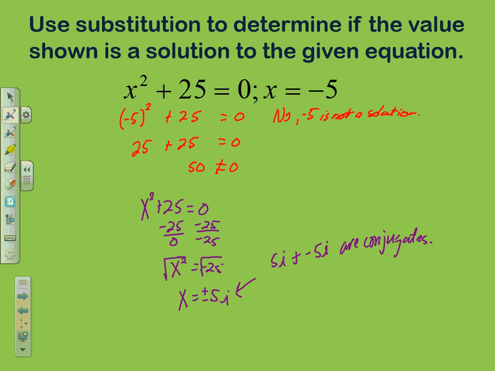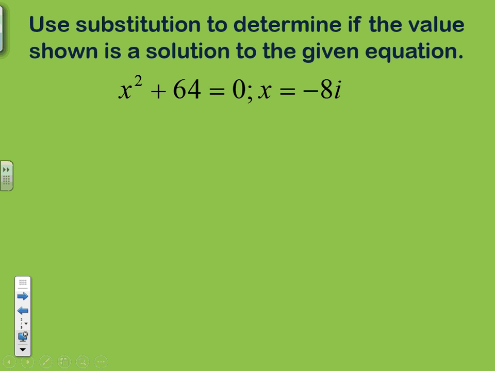So since we're talking about complex numbers being solutions to problems now, I just figured I'd start throwing that little tidbit out there for you. So anytime I have a complex number as a solution to a problem, its conjugate pair will also be a solution. So let's take a look at this one. Now here we're substituting a complex number, negative 8i, into the problem. So let's take a look and see how this one's going to go.